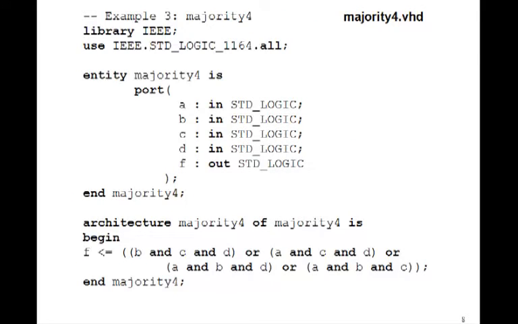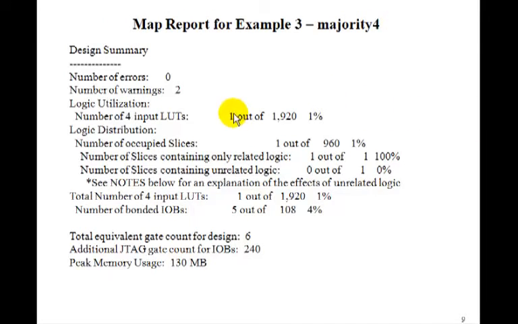How about example 3? Remember, we did the majority circuit? That had these 4 inputs, A, B, C, D, and the output F. This was the logic equation for the majority circuit. How many lookup tables do you think this one would need? Well, if you answered 1, you'd be correct. Just 1 lookup table, because remember, the lookup table has 4 inputs and 1 output, which is all we had in this circuit. Only needed 1 slice. We needed 5 I.O. blocks, the 4 inputs plus the 1 output.